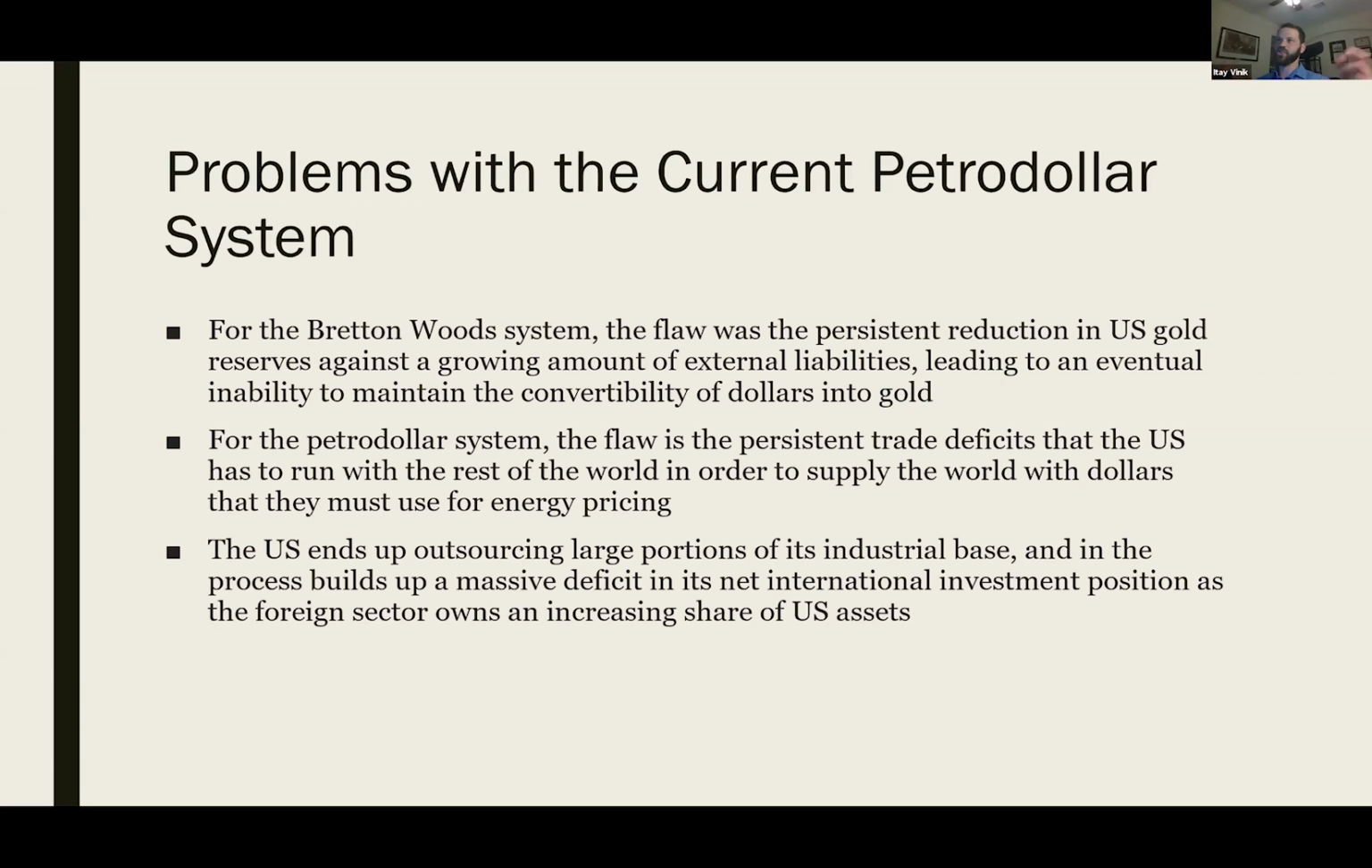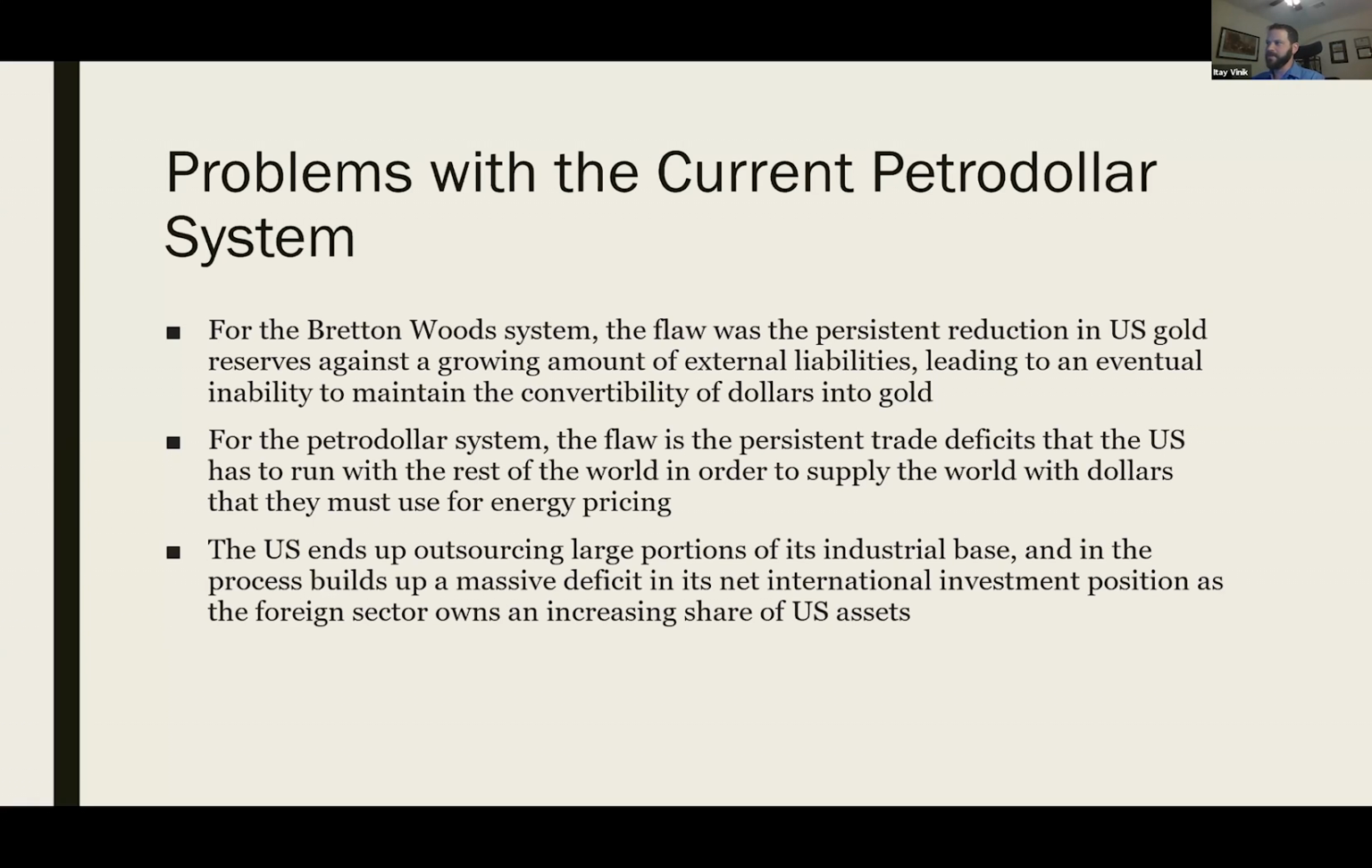So the current problems. We talked about how the system is, and we talked about the history of the dollar system. Let's talk about what the problems are with the current petrodollar system. For Bretton Woods, the key flaw was the persistent reduction in gold reserves. There was dollar convertibility for gold, and eventually other nations picked up that the US is essentially creating more money than it has the gold to back, and kept converting the dollar for gold, to the point that Nixon had to drop the gold standard because the gold reserves were dropping too fast.